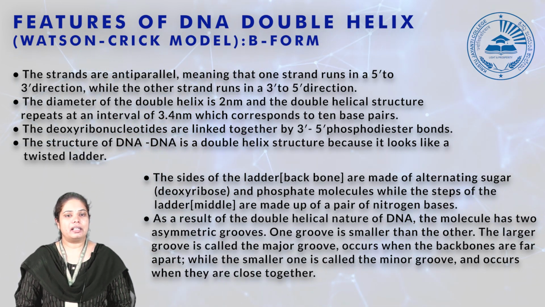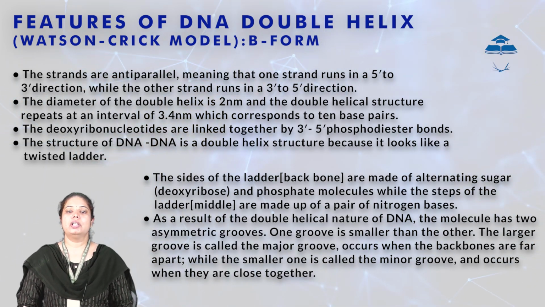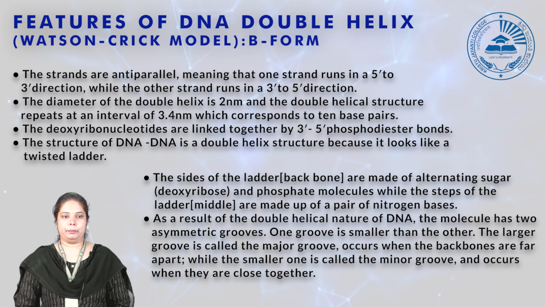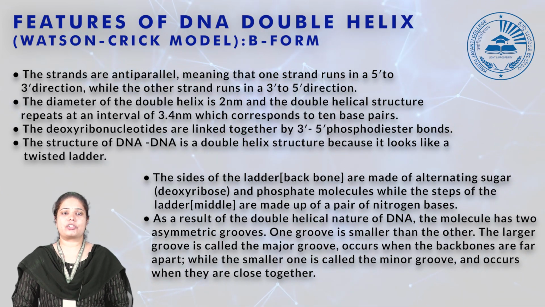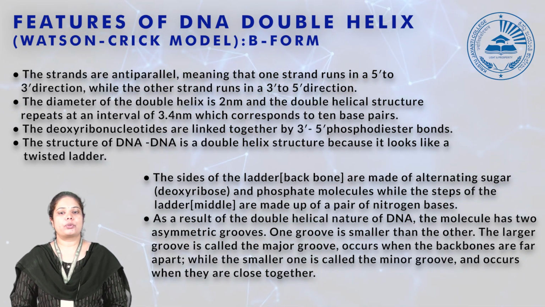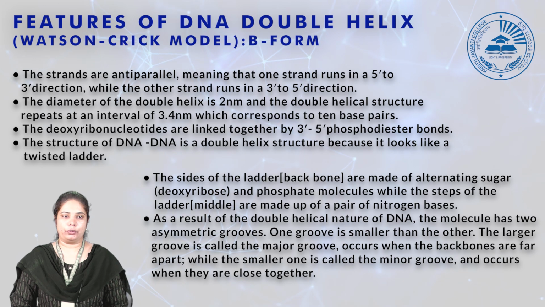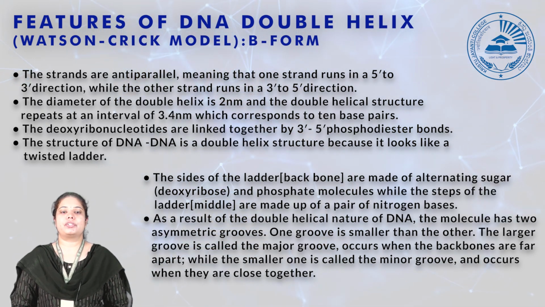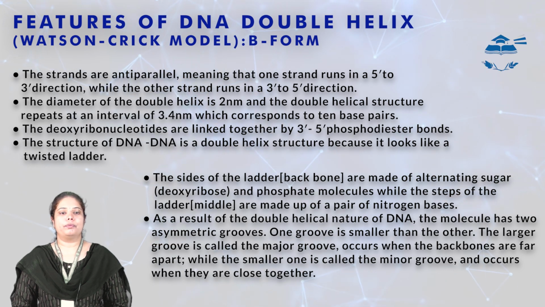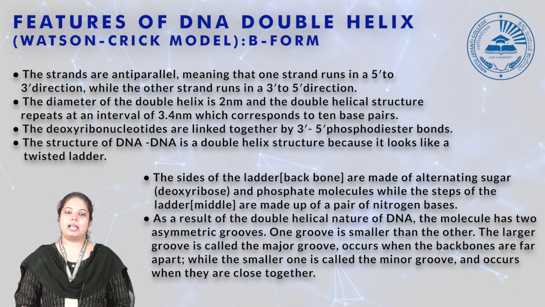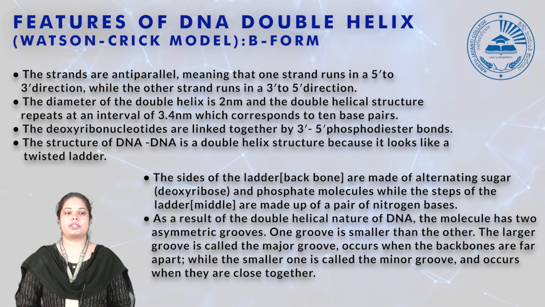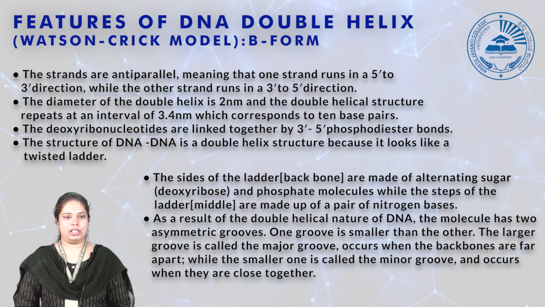The structure of DNA is a double helical structure, but it looks like a twisted ladder. It's a helical structure but with a twist. Because of that only we get both major and minor grooves. The side of the ladder, which is the backbone, is made up of deoxyribose sugar along with the phosphate group. The middle portion of the ladder is made up of nitrogenous bases. So already we have seen A, T and G, C.